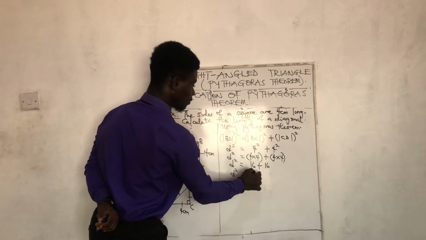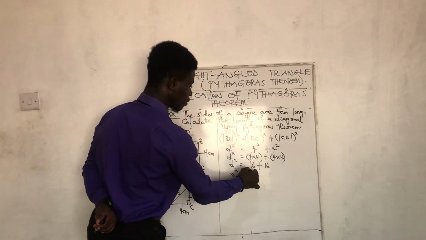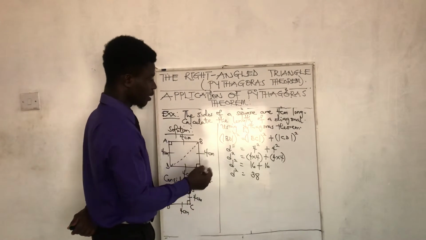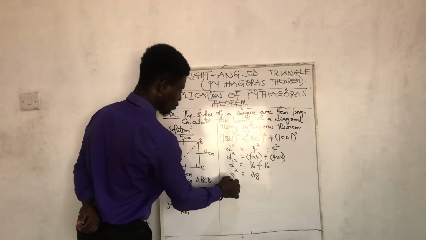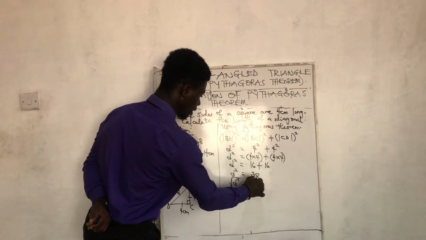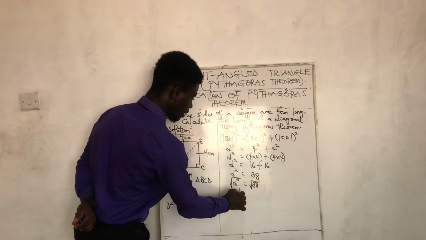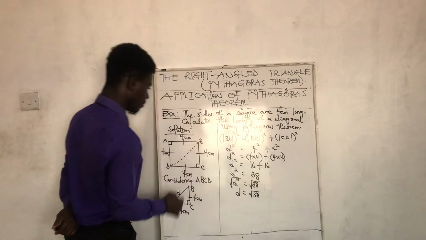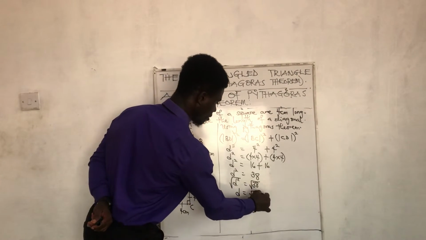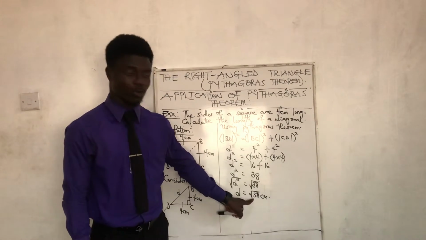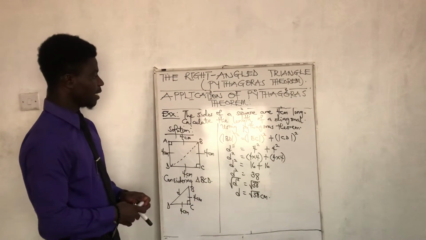16 plus 16 gives 32. So now we will take the square root of both sides. So D squared, square root here, then 38, square root there. So D gives us the square root of 38 centimeters.